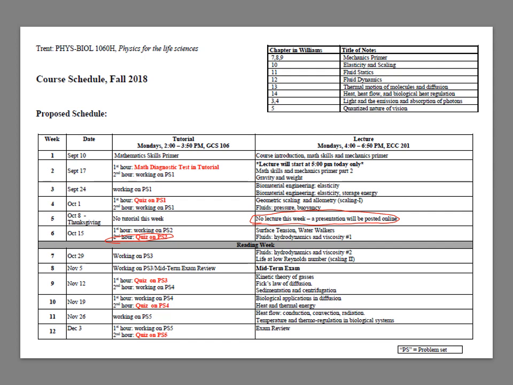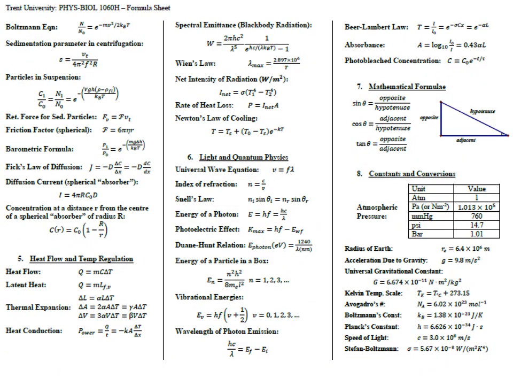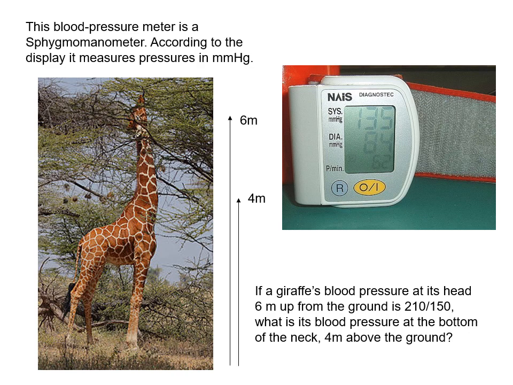From the formula sheet, we're going to be using F equals mg tonight, as well as density equations, and basically most of the stuff from the fluids section. So hydrostatic pressure, buoyant force, surface tension, all the way down to contact angle potentially. Nothing really from the back of the formula sheet except for possibly some of the constants and conversions over here. Okay, so let's get started.